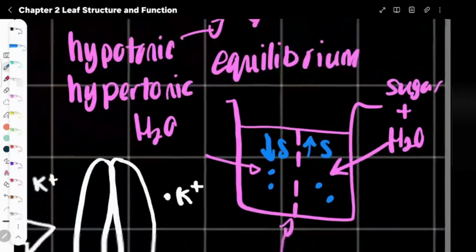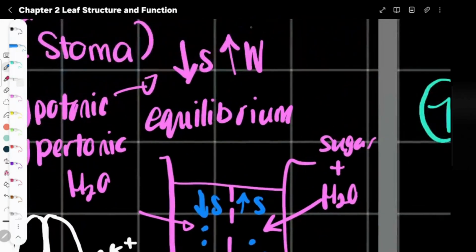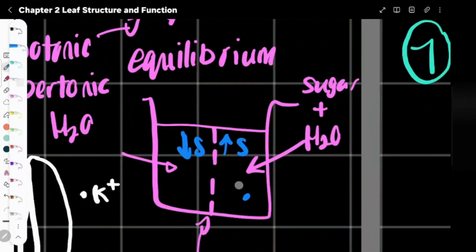Okay, water. Just now I said this one has high water. So now let's do water. This has high water, and this one is low water. Why? Because it's mainly sugar now. Imagine there's five water here, and there's only three water here.